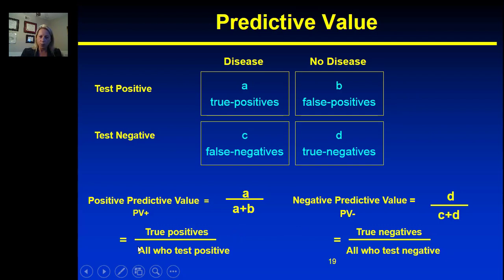So again, it gives us a proportion or a percentage of the true positives, A, divided by all who tested positive, or A plus B. And then the negative predictive value would be the true negatives, or the D cell, divided by the sum of the C and D cells, consisting of the test negative values. So D over C plus D, to be interpreted as the true negatives over all who tested negative.